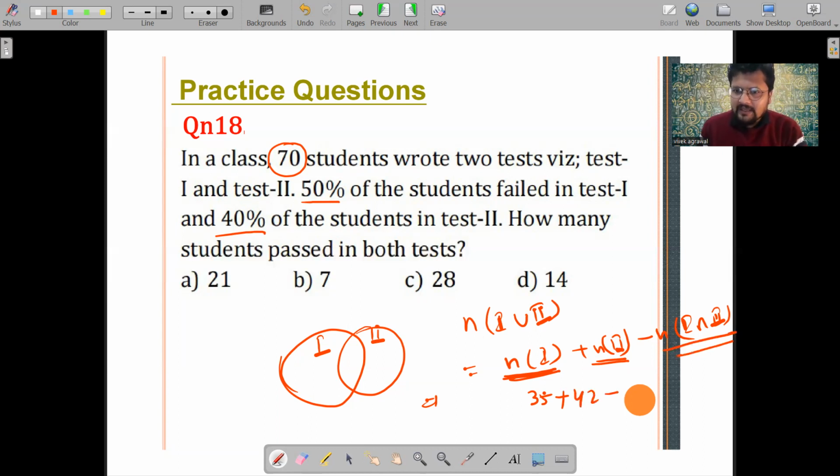Now, the number of elements in first intersection second will represent the number of students who passed in both the tests, which we don't know. And the total number of students is 70, right? So 35 plus 42, that will be 77. So 77 minus 70, that would be x. So x is equal to 7. Any doubts? No, sir.